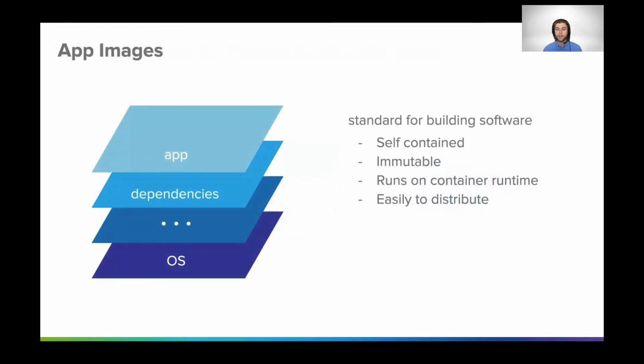So let's talk a little bit about what the app image looks like. On the left here, we have a couple of squares. Each of these represents a layer in an app image. And the sum of all of these layers is going to give us a file system that contains all of the bits we need to run our application. These artifacts have become the standard for building software over the past couple years. They're self-contained, immutable. They run on any container runtime, and they're extremely easy to distribute. All these factors make this a great way to ship your code, and one of the reasons why Kubernetes consumes them.